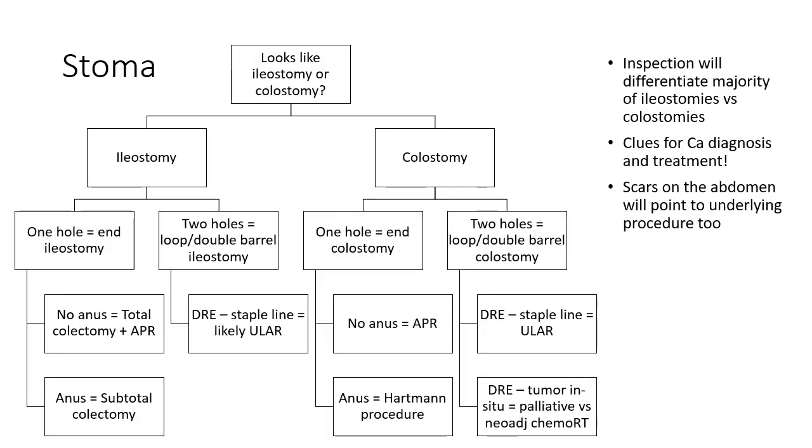So this is a useful algorithm to help us decide during the physical examination whether this is not just an ileostomy or colostomy, but also what the underlying pathology could be. For example, if I see an end colostomy in the left iliac fossa with a lower midline scar, and after that I turn the patient and there is no anus, in fact the anus is sewn shut, then this patient is likely to have undergone an abdominoperineal resection. And the most likely cause of that would then be anorectal cancer.